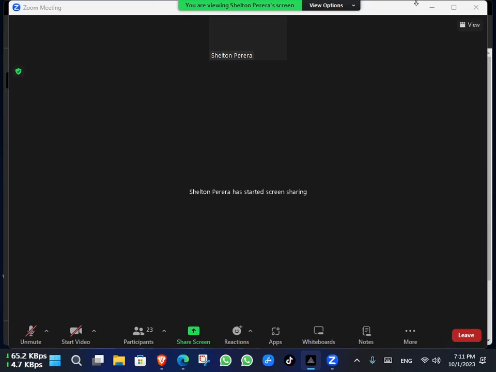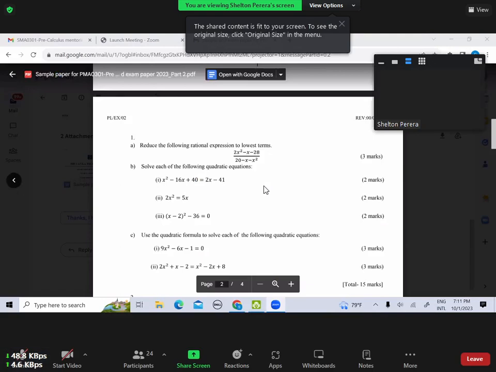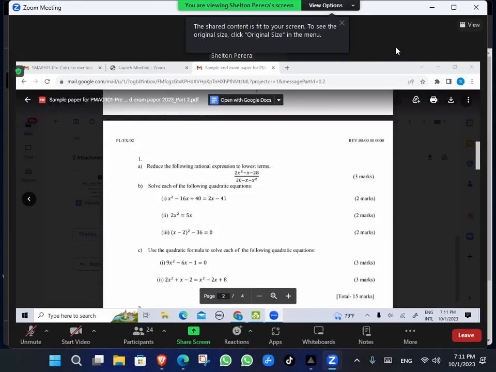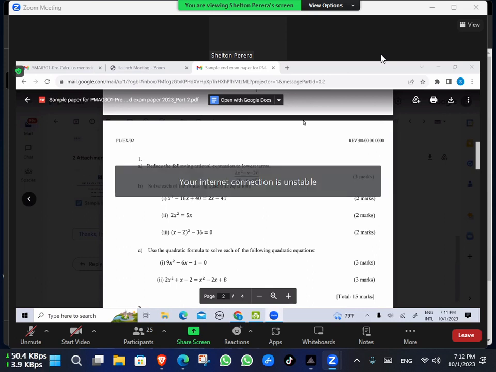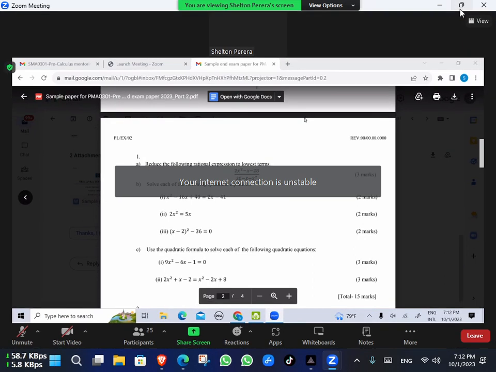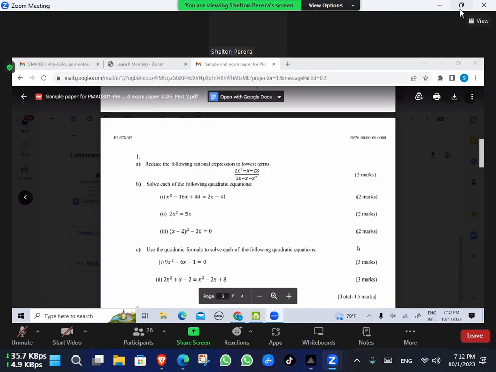Reduce the following rational expression to lowest terms. I will share the screen with the solution. The function given is 2x squared minus x minus 28 divided by 20 minus x squared. We have to reduce this to its lowest terms.